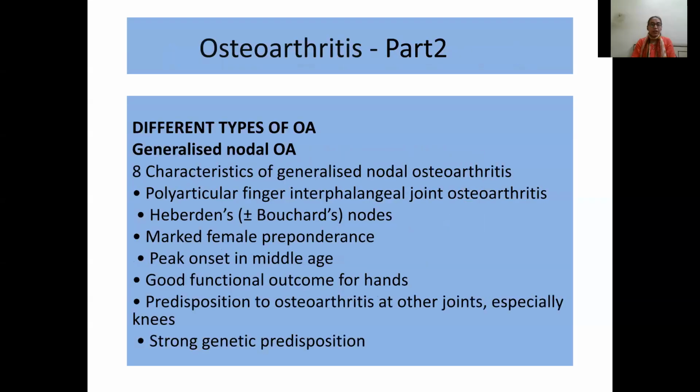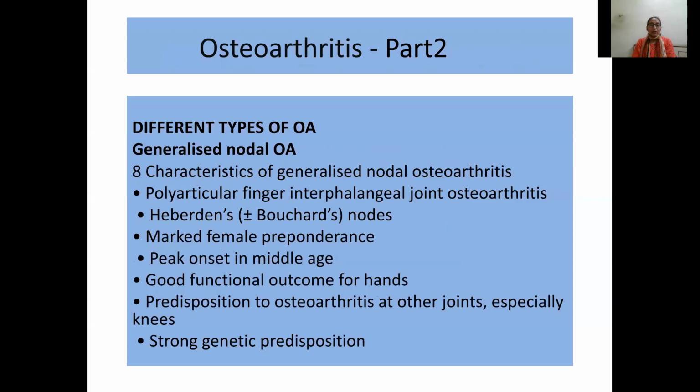Vidyapeeth, Women's University. So today in the series of osteoarthritis lectures, I'll take the second session, which deals with the different types of osteoarthritis. For that, I'll play a few slides for you for a better understanding of the different classifications, the different types of osteoarthritis. So the first type is generalized nodal osteoarthritis.